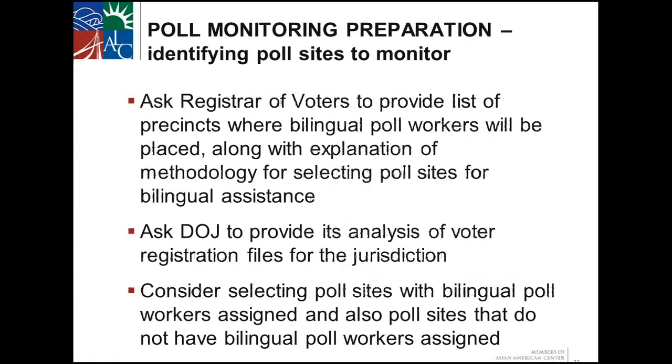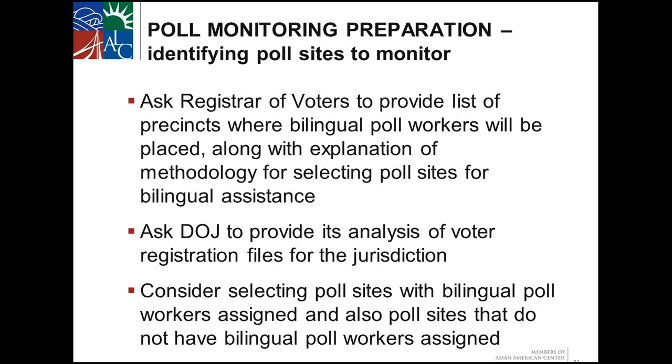Now, identifying what poll sites to monitor. One of the best ways of doing this is to ask the registrar of voters to provide a list of precincts where bilingual poll workers are placed. If possible, ask them with an explanation of the methodology for selecting the poll sites for bilingual assistance, and checking in with the DOJ. Ask them what their analysis of voter registration files for their jurisdiction are. They may or may not have this information, but it's not a bad idea to check in with them and check.